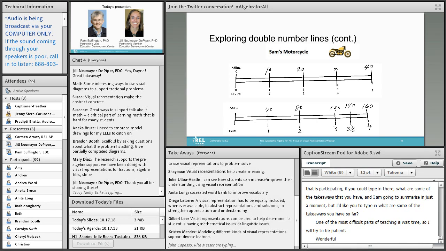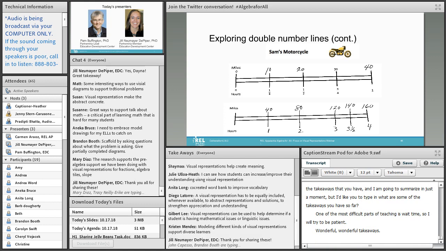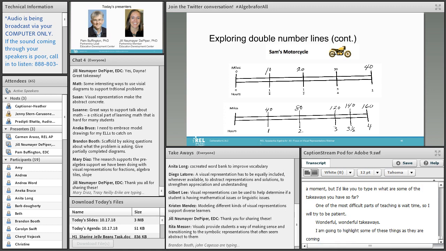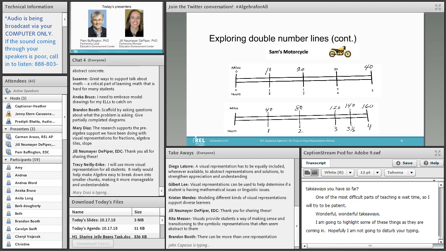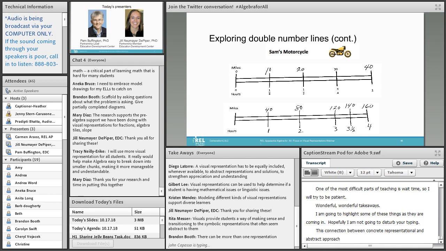Wonderful, wonderful takeaways. I'm going to highlight some of these things as they're coming in. Hopefully I'm not going to disturb your typing. This connection between concrete, representational, and abstract approach is really important, and I appreciate that that's being pointed out.